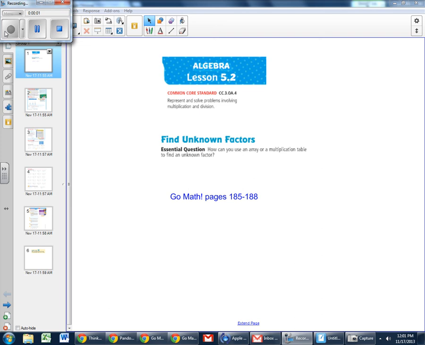Okay, today we're going to look at lesson 5.2 in the Common Core Standard, represent and solve problems using multiplication and division. We're going to find unknown factors today. And remember, we said that factors are numbers that are involved in a multiplication problem. The essential question for this lesson is, how can you use an array?